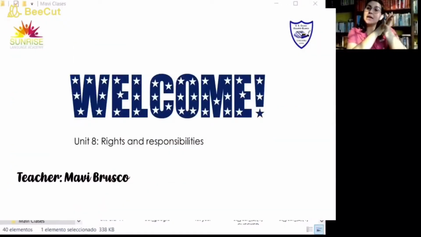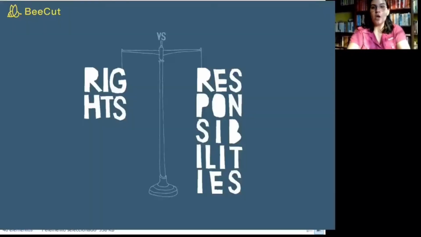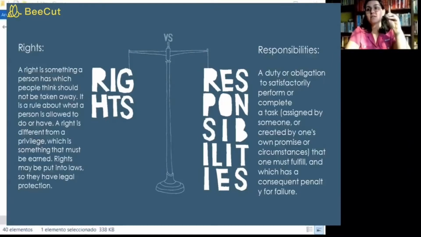Unit 8 is about rights and responsibilities. We start to talk about what is a right and what is a responsibility, and I made a presentation to explain what they are. Let's start. What is the difference between rights and responsibilities? We will talk about this, but first let's get to know what is one and what is the other.